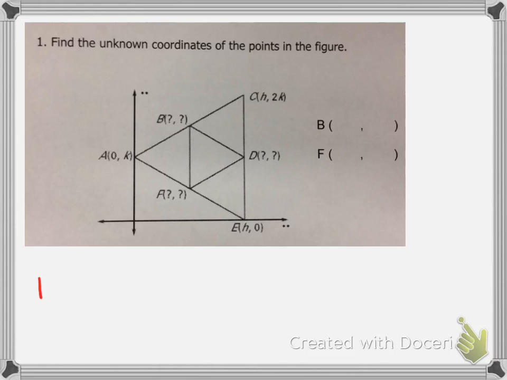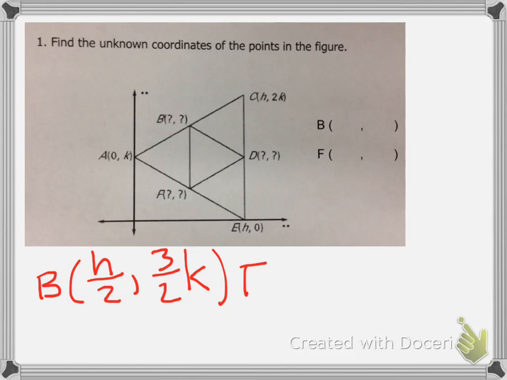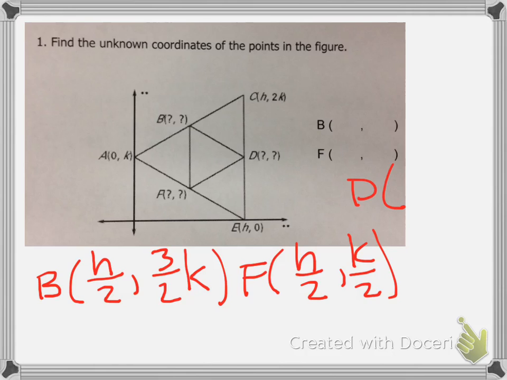You should have gotten for B, h divided by 2 and 3 halves of k, so 1.5k. Your F should have been h over 2 and k over 2. And the other one, D, should have been h, k. Okay, so plug those points in if you didn't get it, and then verify to see if I'm right. Okay, and then if you have any questions, you can come and ask me. All right, try the second one.